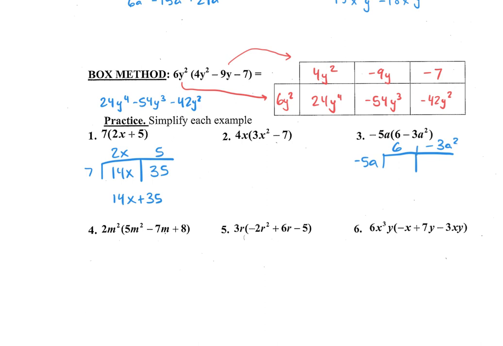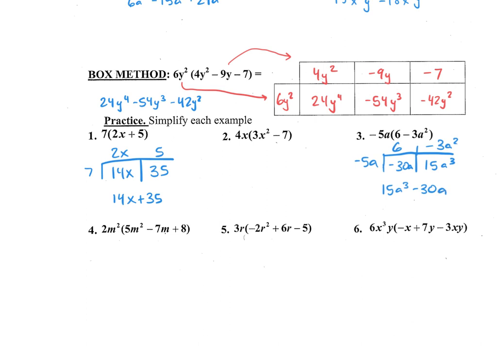Now notice my signs. Be very careful with your signs. You don't want to lose anything. So negative 5a times 6 is a negative 30a. Negative 5a times negative 3a squared is a positive 15a cubed. Rearrange the terms, and I have 15a cubed minus 30a.